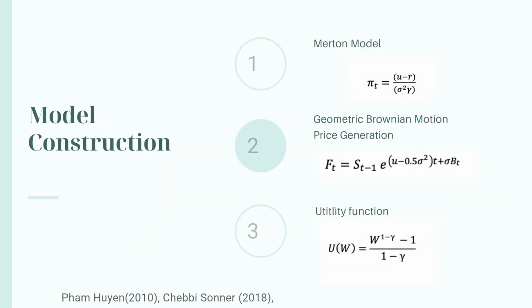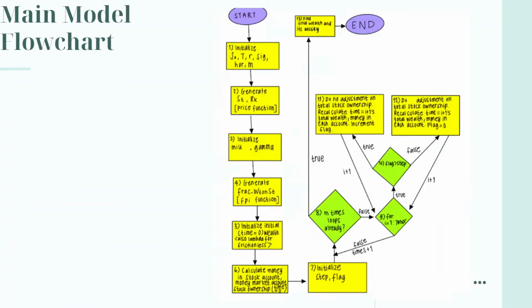Now we could start to construct our model, for which we use these three main functions, which are the solution of the Merton problem, GBM, and utility function. The following figure represents the flowchart of the program for the Merton discrete problem that will be the base model used for the simulations. The program will start with initializing the parameters, then we would use the GBM pricing formula to forecast the stock paths. We would then initialize the mean return of the stock and risk averseness to calculate our optimal fraction from the Merton problem.